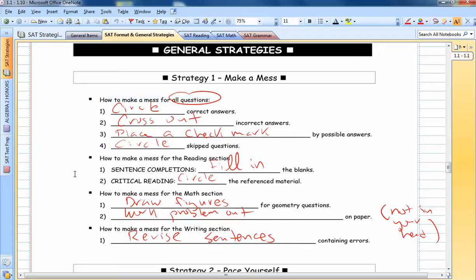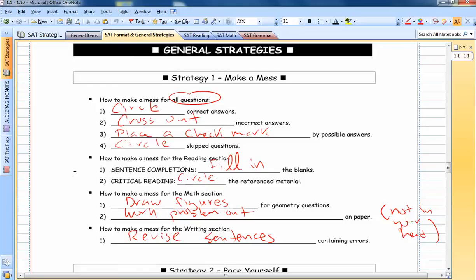Let's look at the next bullet point. So how can you apply a strategy for more specific sections or specific question types? Well, for reading, you could fill in the blanks for sentence completions, because sentence completions are contained in the reading section. Or in the actual reading itself, you could circle the reference material, like circling certain lines that are referred to by some questions, or underlining certain lines, stuff like that.